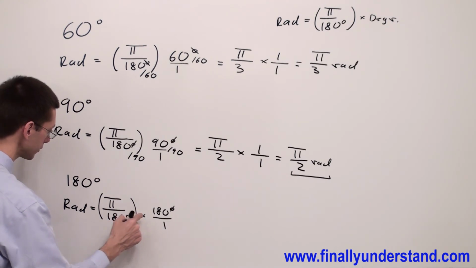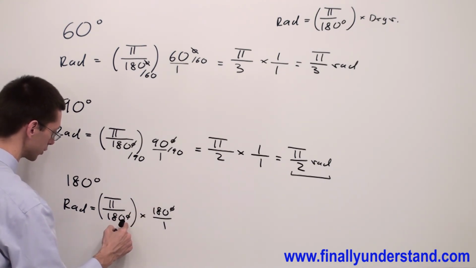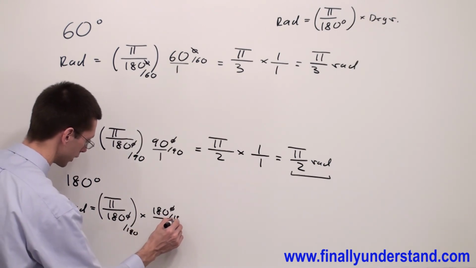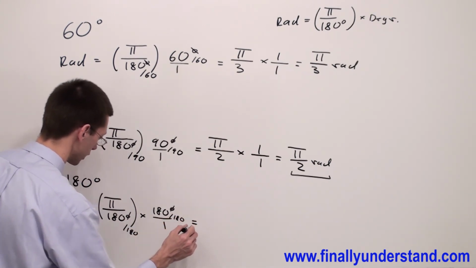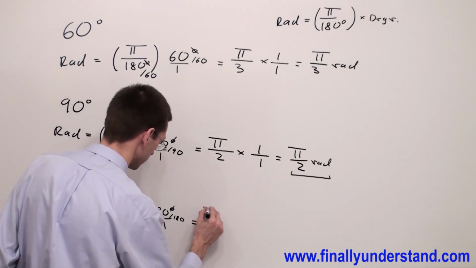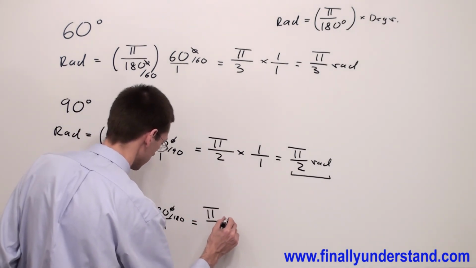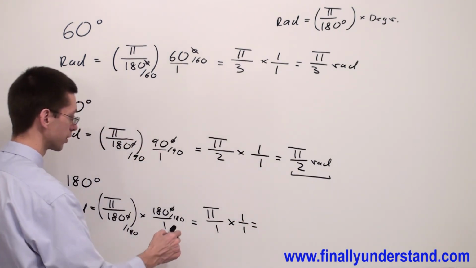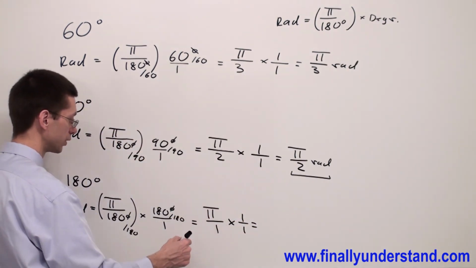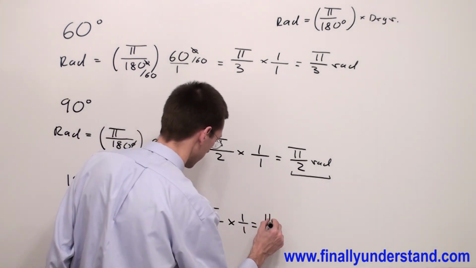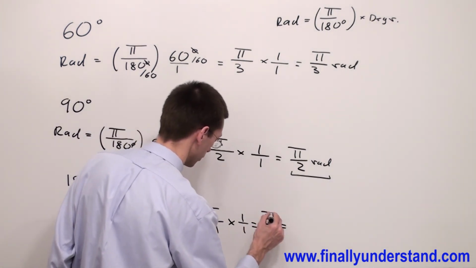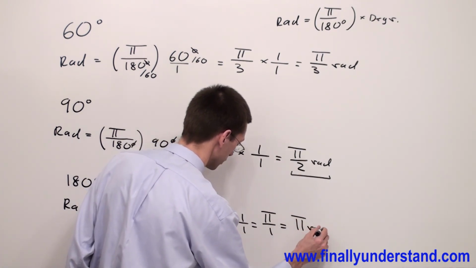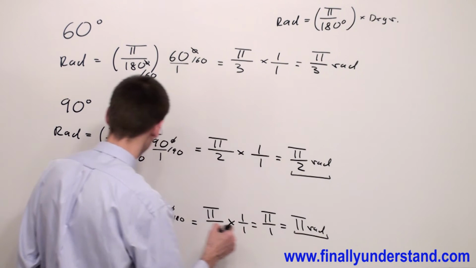180 is divisible by 180, so that's why I'm going to divide this by 180 and divide this by 180. That's why you are going to have pi over 1 times 1 over 1. Anytime you multiply fractions, you have to multiply numerator by numerator, denominator by denominator. That's why you'll have pi over 1. Pi divided by 1 is simply pi radians. This is the solution to this problem.